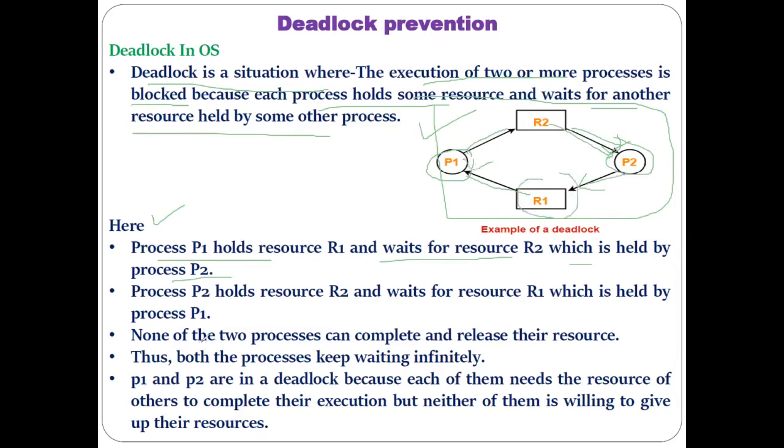In this case neither of the two processes can complete and release the resources, and because of that both processes keep waiting infinitely. As they go on waiting infinitely, that particular situation is called a deadlock situation. So in this example, P1 and P2 are in deadlock because each of them needs the resources of the other. P1 needs the resources of P2 and P2 needs the resources of P1 to complete their execution, but neither of them is willing to give up their resources. Neither P1 is willing to release the resource, nor is P2, and because of that the waiting time goes on increasing, which is considered an infinite wait, and that is considered a deadlock in the case of an operating system.